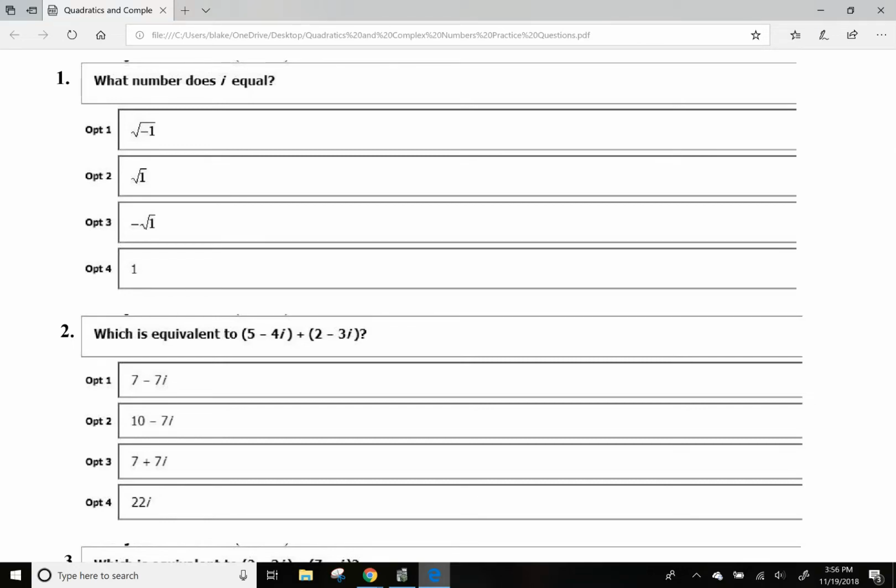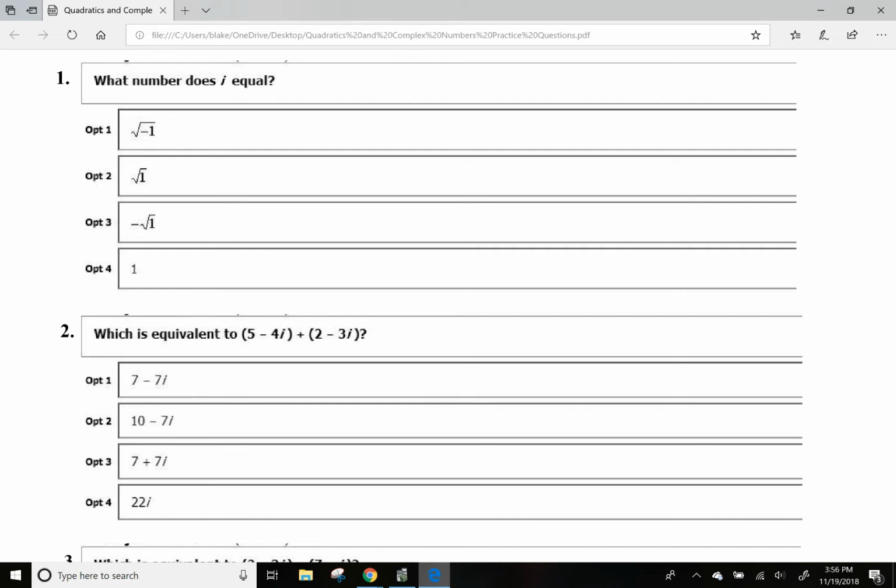Quadratics and complex numbers, which is probably one of the more difficult things we've done throughout the first semester. I'll take my time. There's some of this we can do in the calculator for sure, but a lot of this stuff you can do without a calculator, so that's what we'll focus on the most. All right.